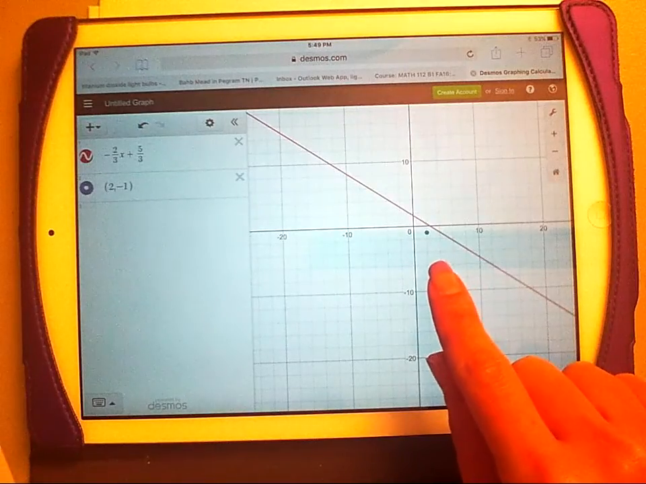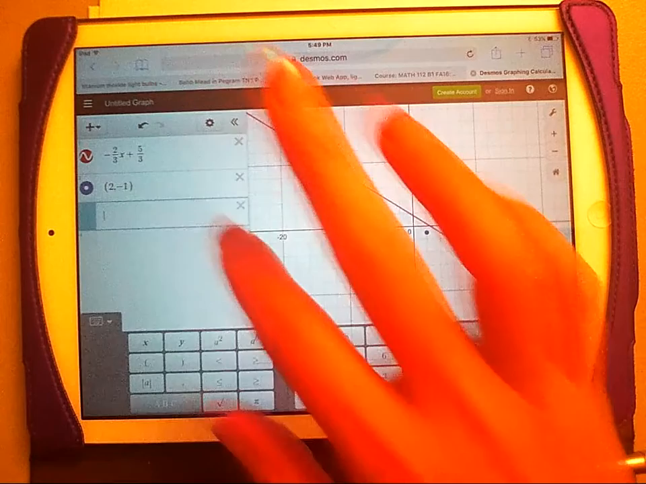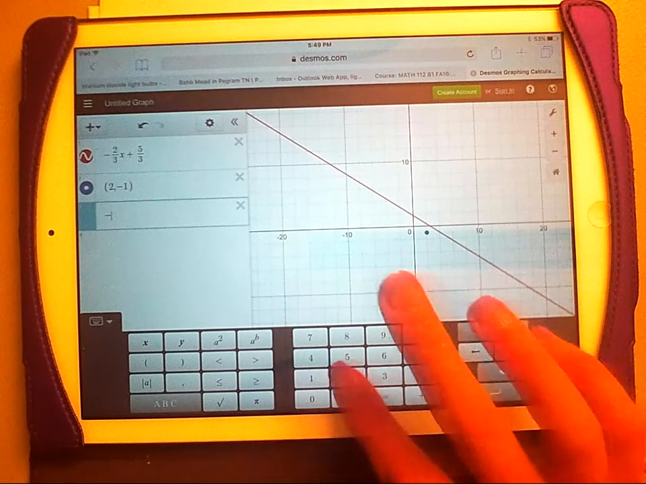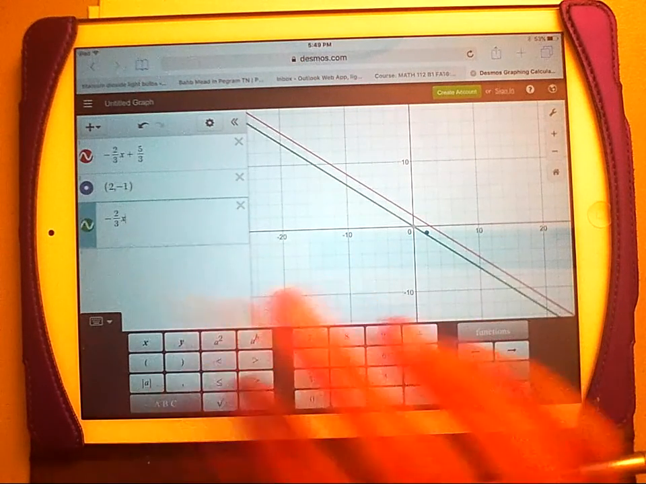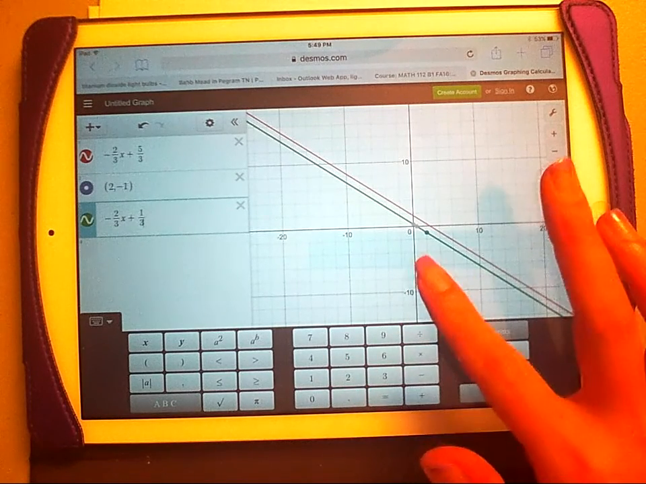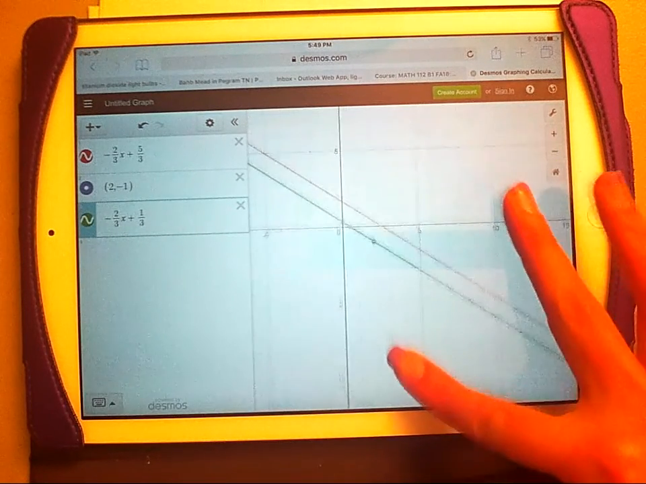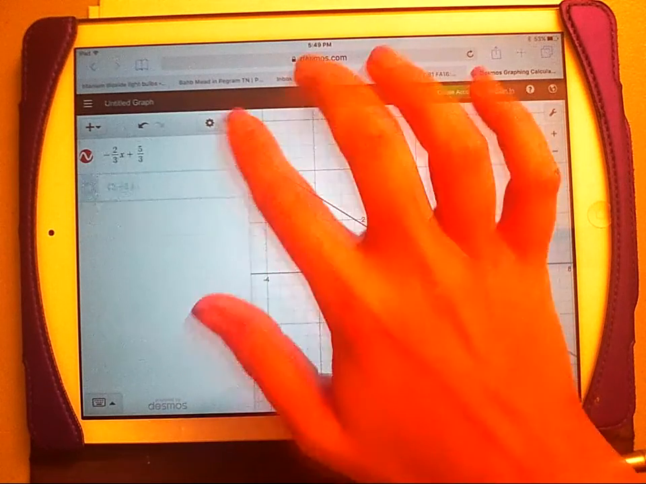And we were supposed to have a parallel line. And we said that parallel line was negative 2/3 x plus 1/3. And there it is, a line that is parallel, that passes through the point 2, negative 1. Okay, let's try the last one.